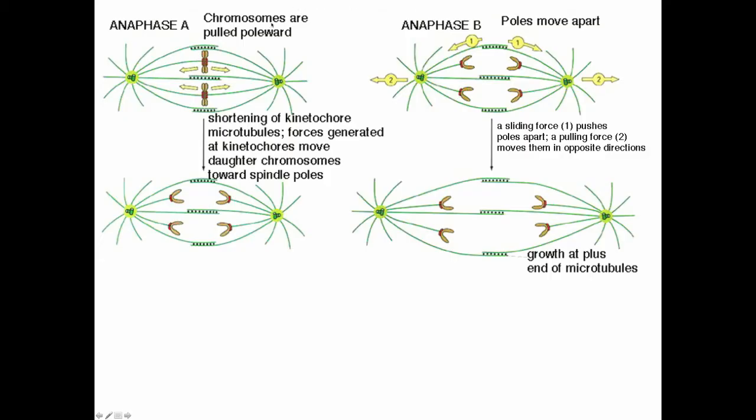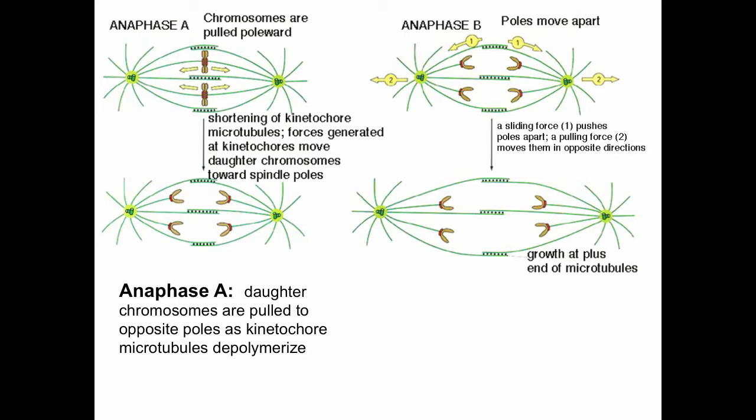At anaphase A, chromosomes are pulled poleward. There's a shortening of kinetochore microtubules. The forces generated at the kinetochores move the daughter chromosomes toward the spindle poles. So at anaphase A, the daughter chromosomes are pulled towards opposite poles as the kinetochore microtubules depolymerize.